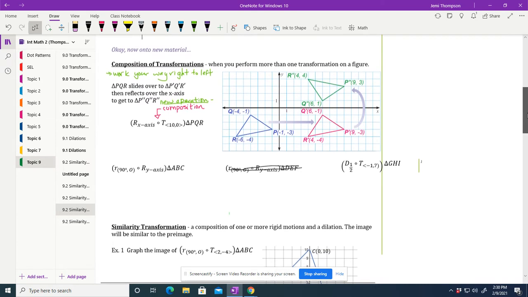Okay, now on to the new material. Composition of transformations is when you're going to perform a transformation of a transformation. And that could keep going. I could perform a transformation and then another transformation and another and another. I could do it an infinite number of times. It's this new idea of taking a function of a function, a transformation of a transformation. It actually is a whole new entire operation.